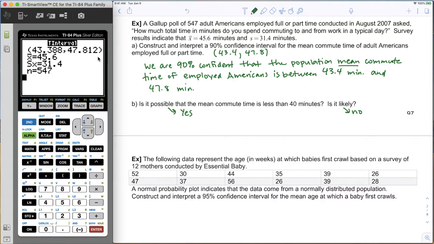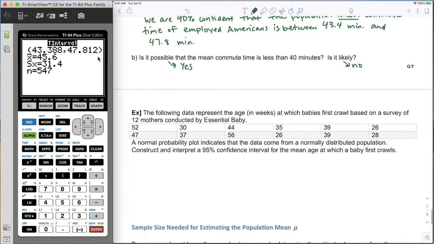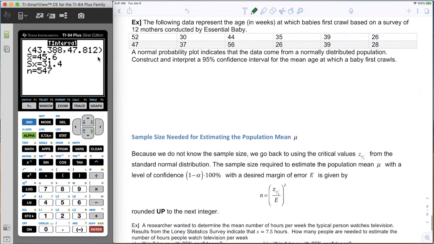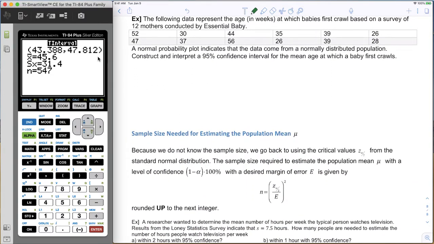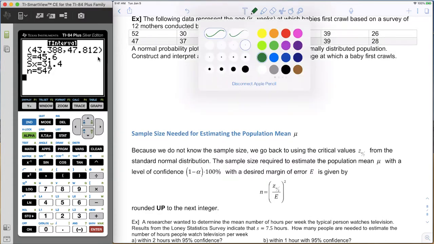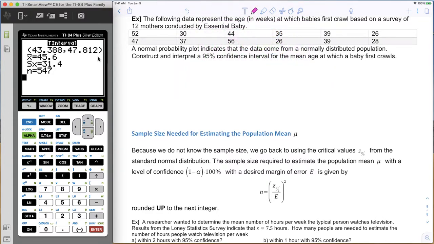I want to do another example that uses the other input value, and that is using data instead of statistics. The following data represent the age in weeks at which babies first crawl based on a survey of 12 mothers conducted for Essential Baby. So you might think this is a problem because the sample size is very small. The sample size is only 12, but it does say here, a normal probability plot indicates the data come from a normally distributed population. So that takes care of that.